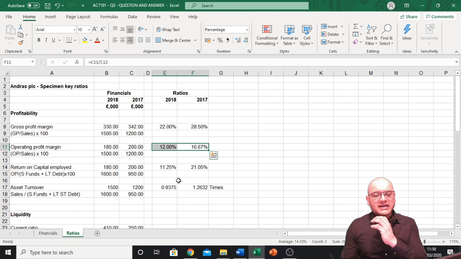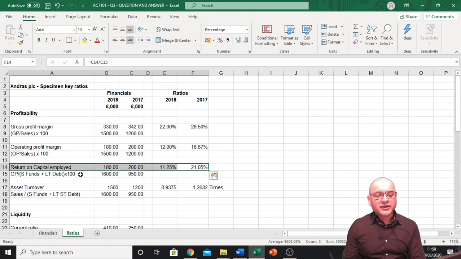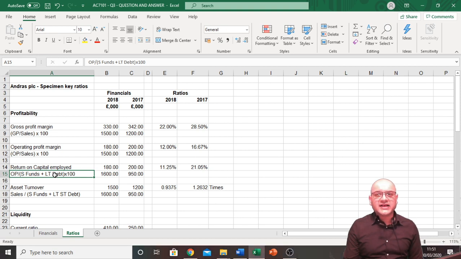Now all that has affected the return on capital employed, which is the return the business generates on the cash or the investment their investors have made. And by investors we mean the shareholders as well as the loan providers. So they have invested money. Last year, 2017, it was 950. This year it is 1.6 million.